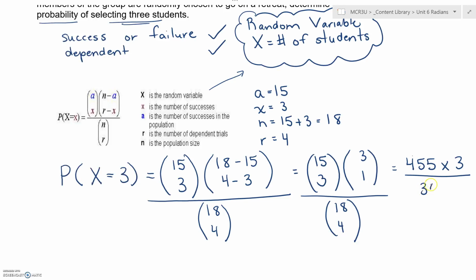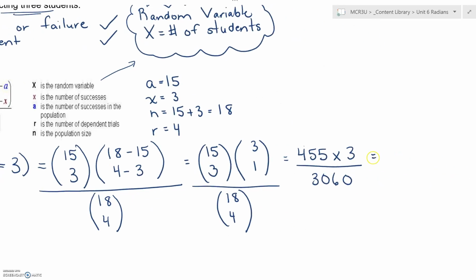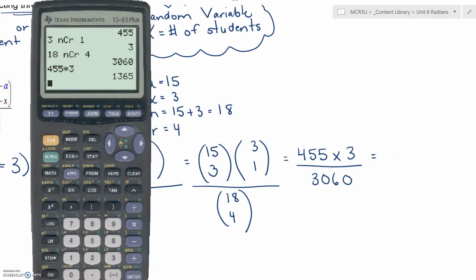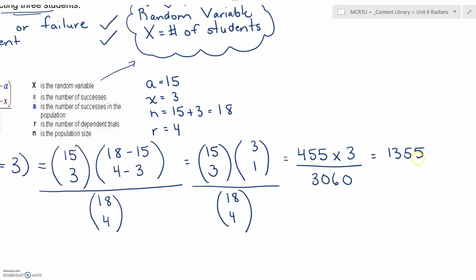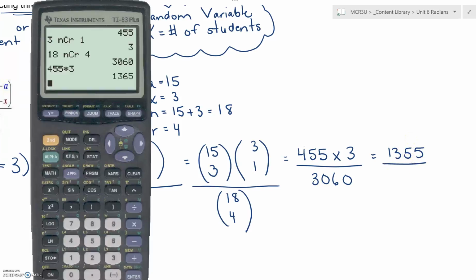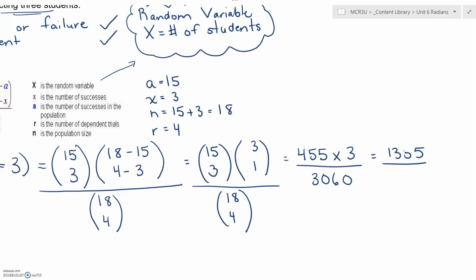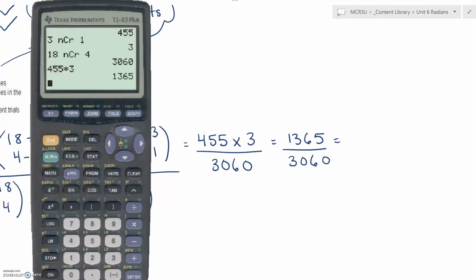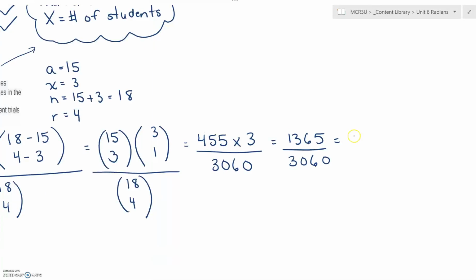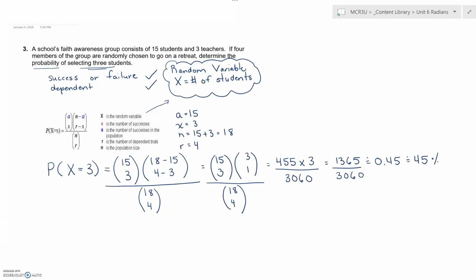And 18 choose 4 is 3,060. So if I multiply at the top, I get 455 times 3, which is 1365, which we're going to divide by 3,060. And if I do that, I get an answer of 0.45, which is approximately 45%. I'm putting that dot above my equal sign just because I'm rounding my values. So it's a 45% chance of selecting 3 students.